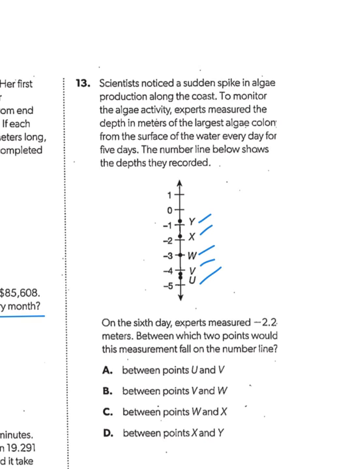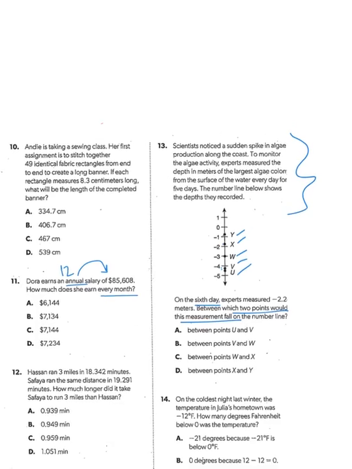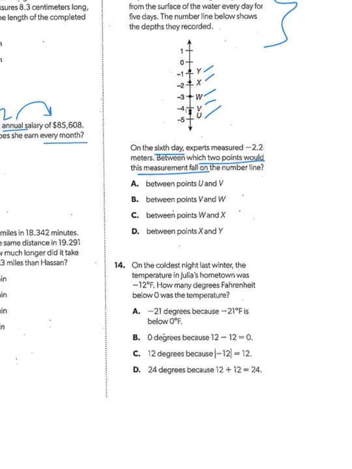All these points on this little line right here. So on the 6th day, experts measured negative 2.2. So between which 2 points would the measurements fall on the number line? So where would negative 2.2 be on this graph, and what letters are they in between? That's what you're doing for number 13. It looks all complicated because of all these words here, but it's really not that bad, guys. That was 13.